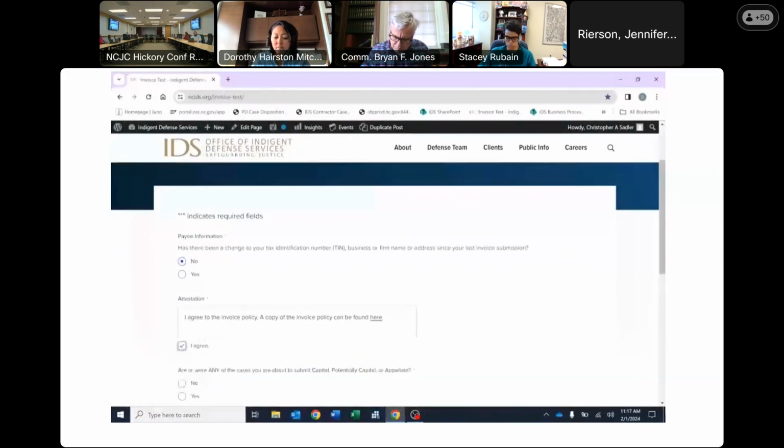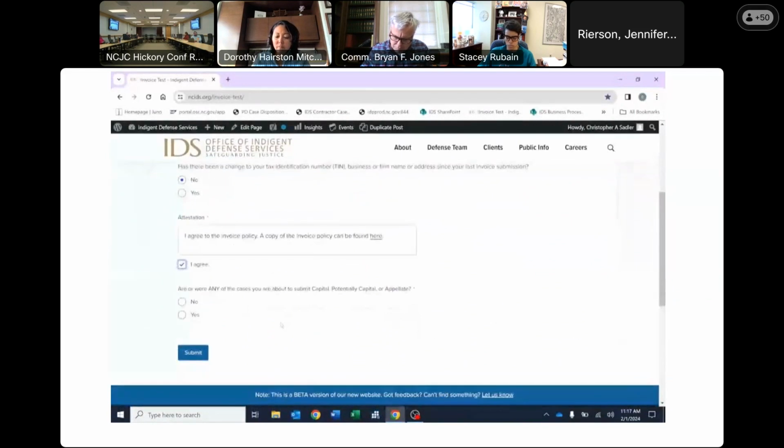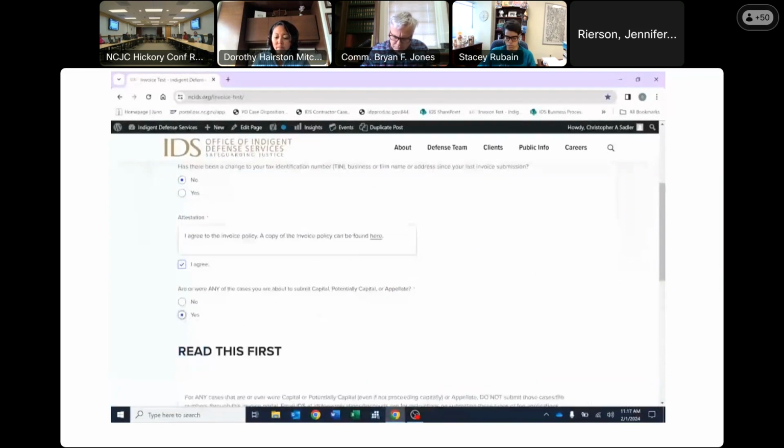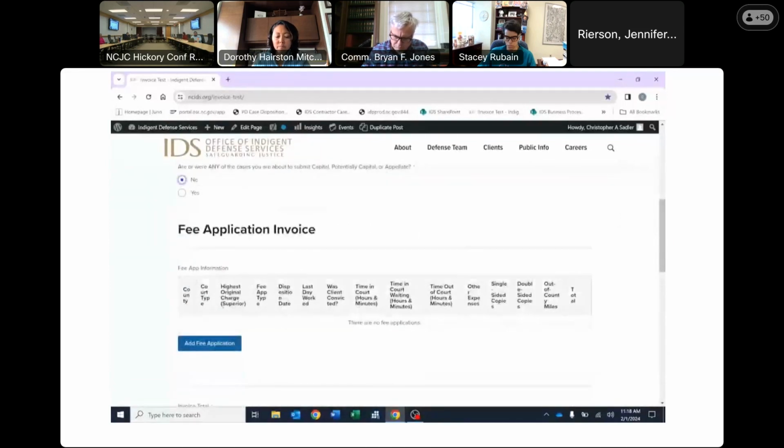Next is an error avoidance mechanism where attorneys will be prompted to click Yes or No to describe whether any of the attorney's cases are capital or were potentially capital or appellate. These cases are paid using a different system. This question helps avoid errors and potential duplicate payments. If no, the attorney moves on to entering a case.